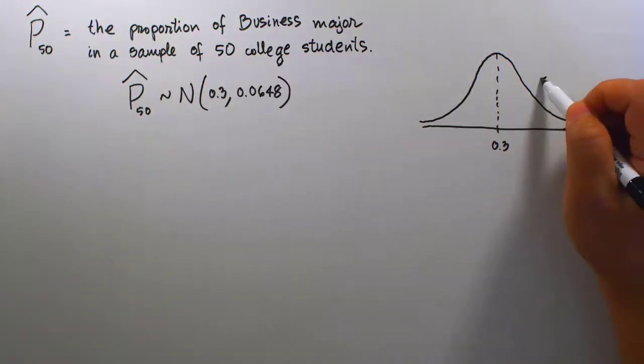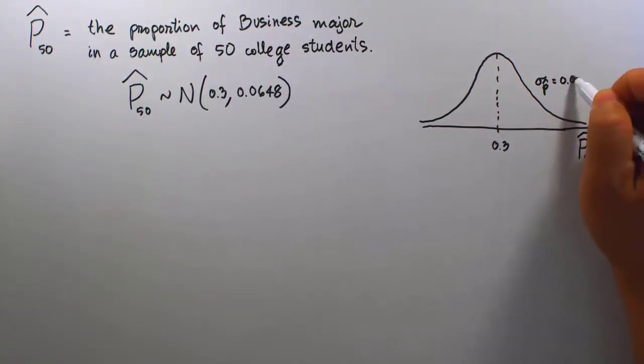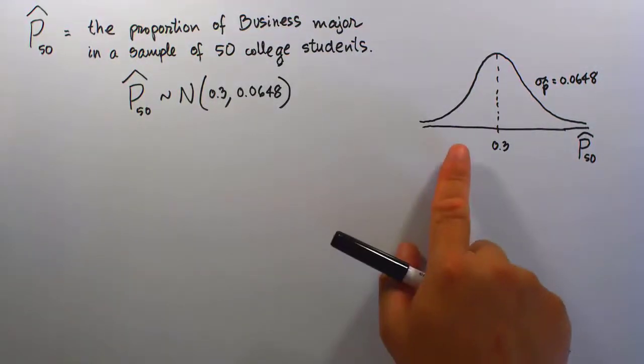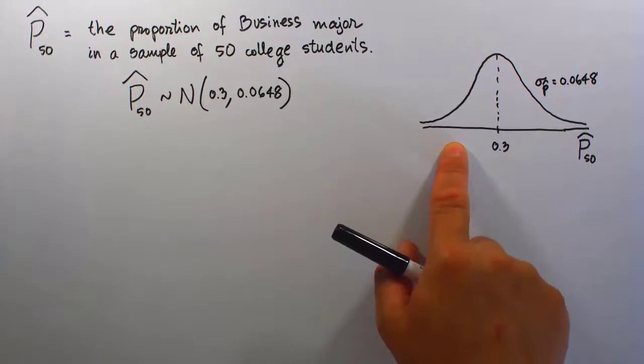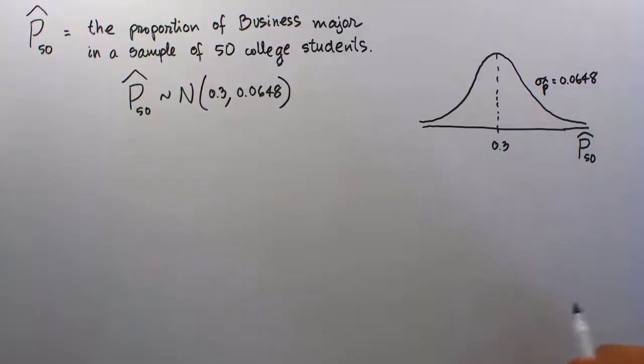The standard deviation of the bell curve we're working with is 0.0648. And now, after setting down this foundation, we are ready to answer our actual question of part C in this current example. This question is asking, what is the probability that less than 20 are business majors? And so once again, about the quick little sketch I've made earlier. In some sample, we can run into only 0 business majors.